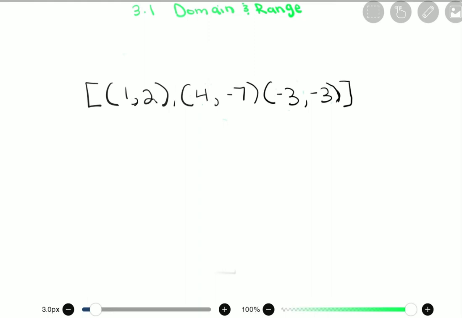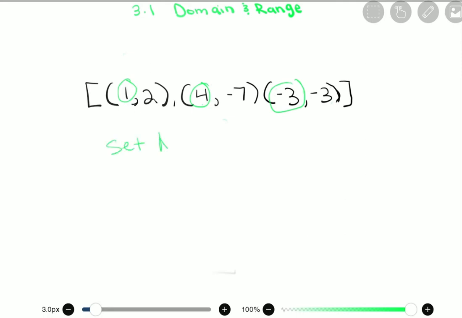Here we have a function. In this function there are three sets of points. So to solve our domain, which we're going to start with, we have to look at the first number in the parentheses. So those numbers are going to be 1, 4, and -3. We're looking at these numbers because these numbers are the x values. So that's what's going to determine the domain, which is all of the x values in our function. So we've identified all of the x values. So that's pretty much the domain. But now I'm going to teach you how to write it.